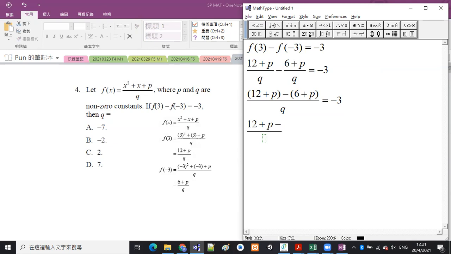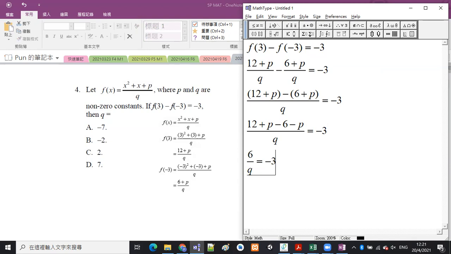So when I remove the bracket, it becomes 12 plus p minus 6 minus p over q equals -3. And then 12 minus 6 becomes 6. And p minus p are cancelled. So what is remaining on the top is just 6. And then over q is equal to -3.